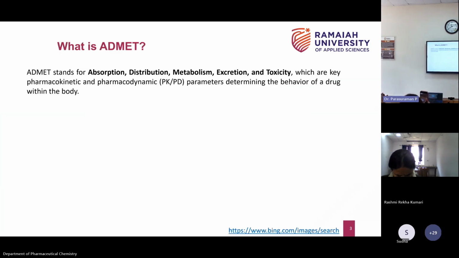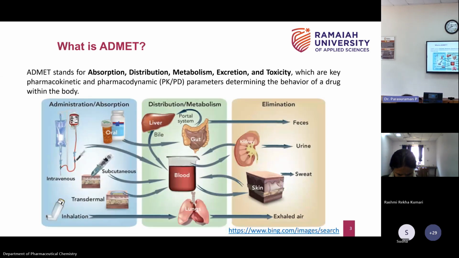So what is ADMET? ADMET stands for absorption, distribution, metabolism, excretion, and toxicity. These are the key aspects and key parameters of pharmacokinetics and pharmacodynamics. And these are important because they play a very major role in therapeutic activities or toxicities. So let's get into how the process occurs.